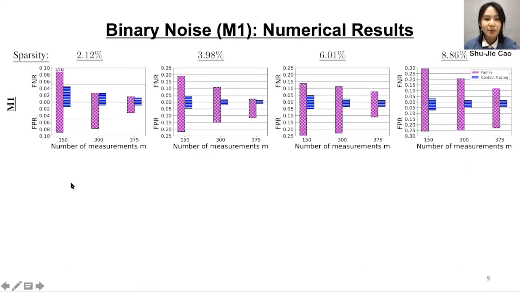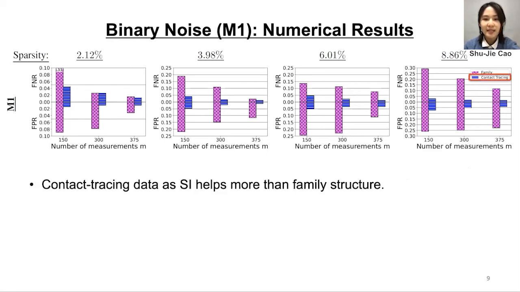We obtained the simulated results for our binary model. We show 4 plots at different sparsity levels, which means the ground truth positivity rates of the population. We can see here the contact tracing in the blue bars shows that it has much smaller false positive and false negative rates than using only the family structure as side information.